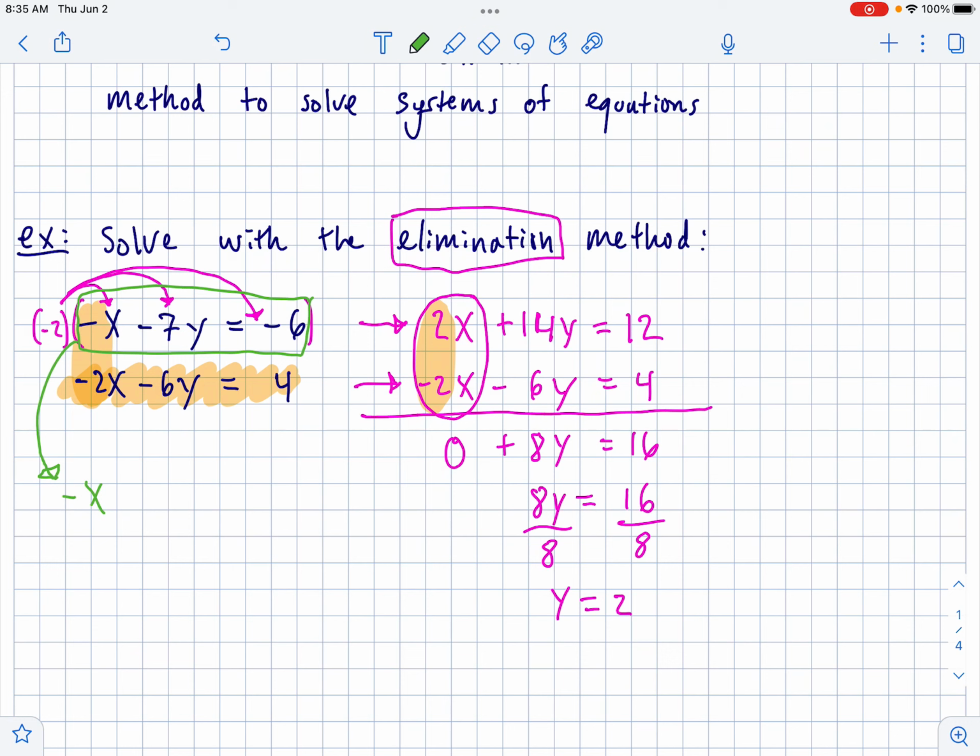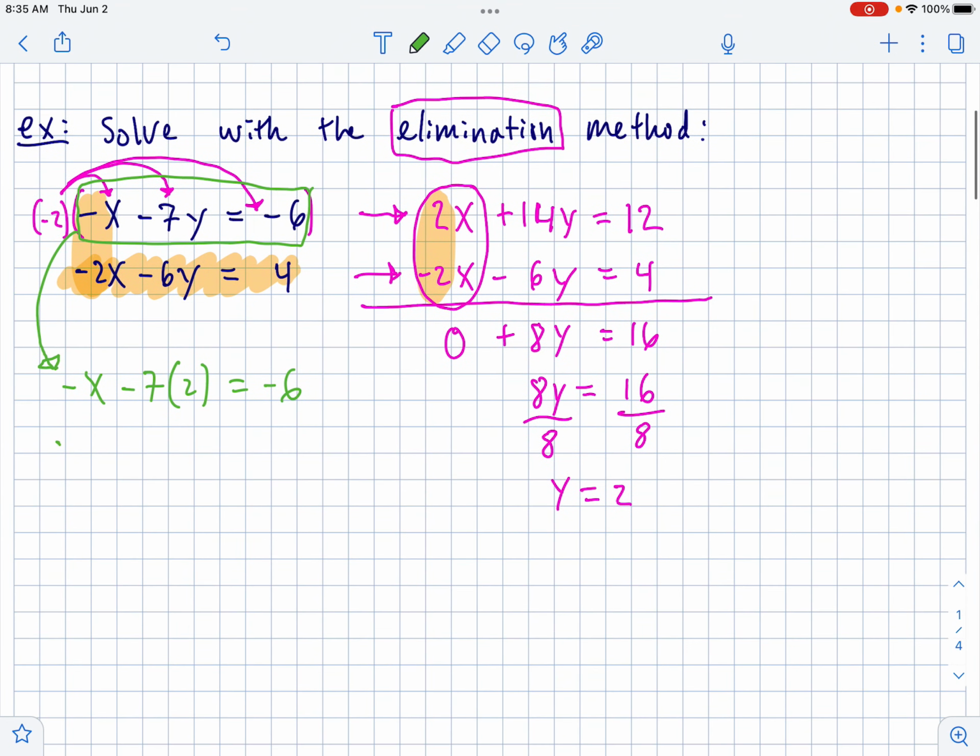So we get -x minus 7 times 2 is equal to -6. Then to solve this equation, I'll first multiply, so we get -14 is equal to -6. Then we're going to add 14 to both sides. So we get -x is equal to +8. And then divide both sides by a -1 to get rid of that negative. So we get x is equal to -8.